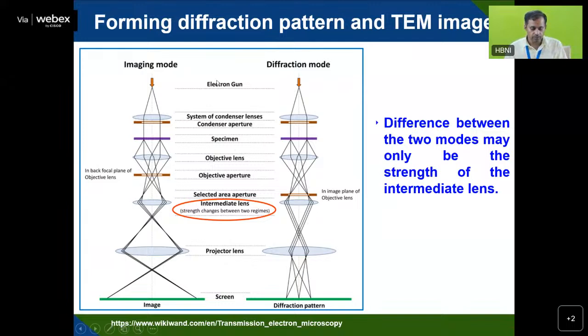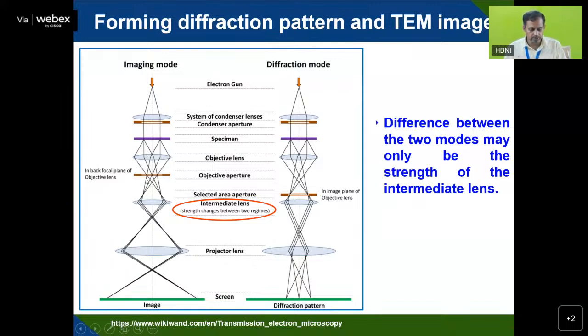You can see that at the top, in both cases, imaging or diffraction, you have the electron gun. Then it goes to the condenser lens, it falls on the specimen, and then you have the transmitted electron beam, the direct beam and the diffracted beam, which I will discuss. It falls on the objective aperture, and then you have the intermediate lenses here. In the intermediate lens, you can see there is an image on the back image plane of the objective lens.